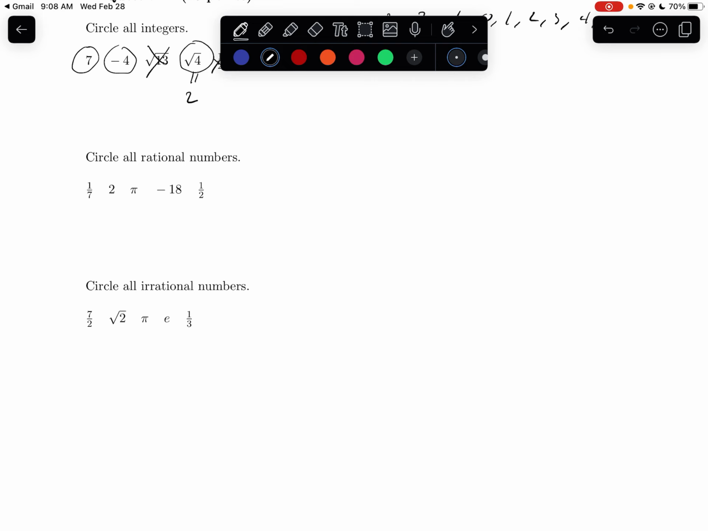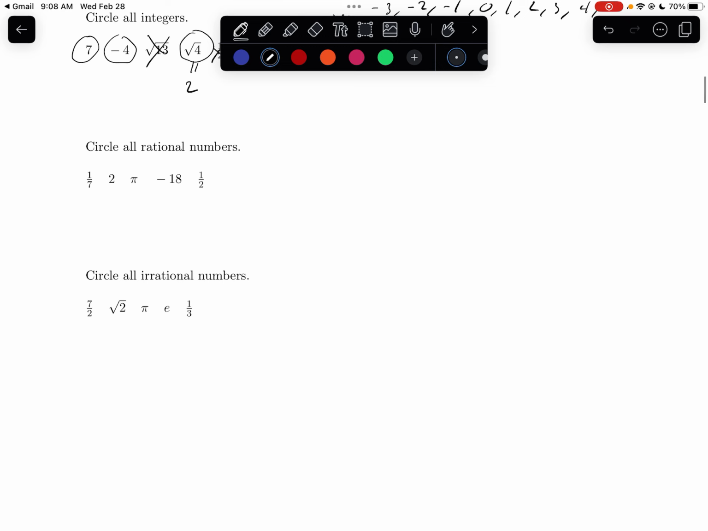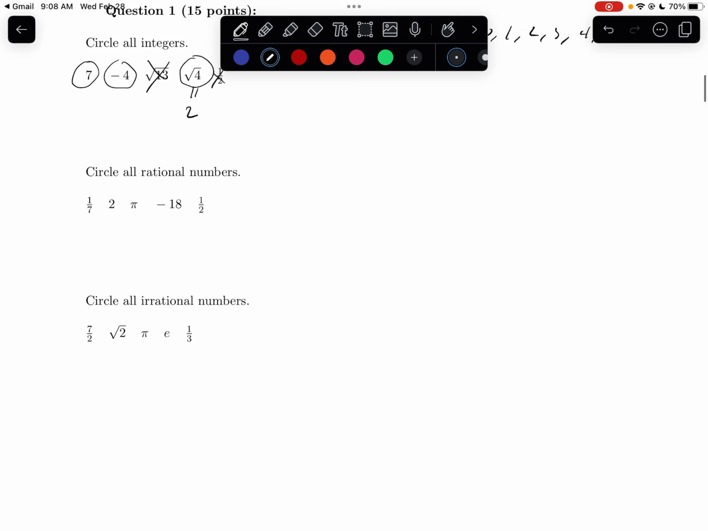Now it says we want to circle all rational numbers. These are all numbers that can be written in the form A over B, where A and B are integers. So we're looking for all numbers that can be written in that form. We can simplify it to some fraction. So 1 over 7 is a classic example of a rational number, so we would circle that.